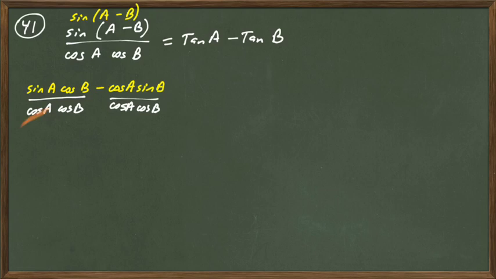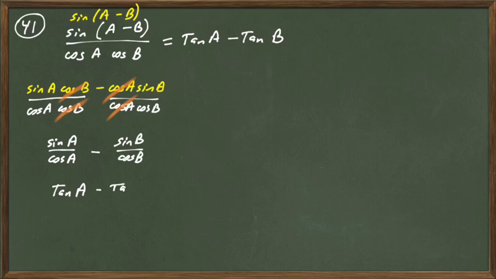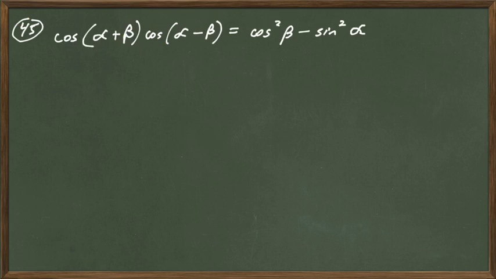Does anything divide out? What divides out here? Cosine B's. And over here, what divides out? Cosine of A's. Does that look right? So what's that leave me with? Sine A over cosine A, which is called tangent of A. This is sine of B over cosine B, which is the tangent of B. And now it matches.